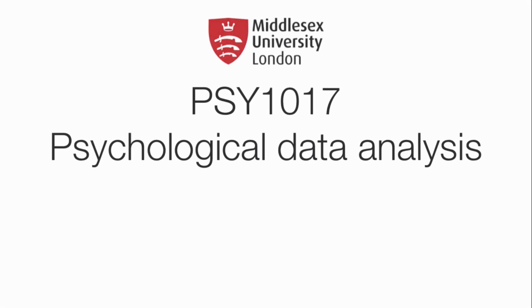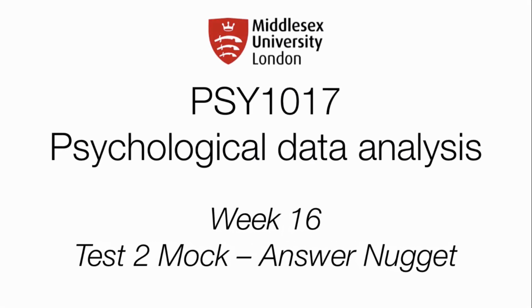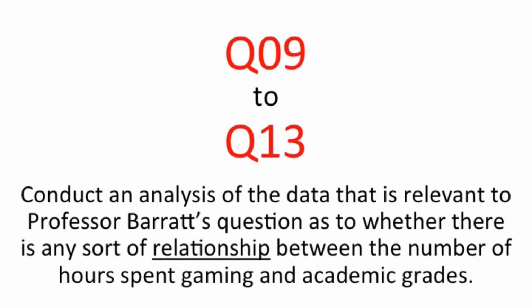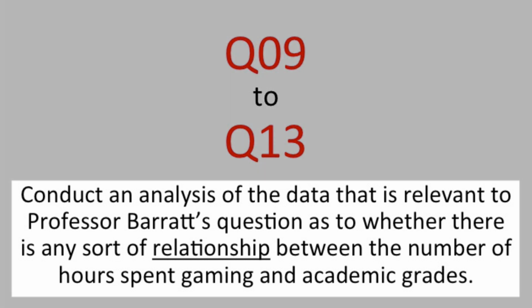Welcome to the third and final part of the answer nugget for Test 2 Mock for PSY1017. This part will deal with questions 9 to 13. I'll move fairly quickly through these, as much of the explanation given in part 2 on questions 4 to 8 applies here as well. These questions deal with Professor Barrett's concern over a relationship between gaming time and academic grades.